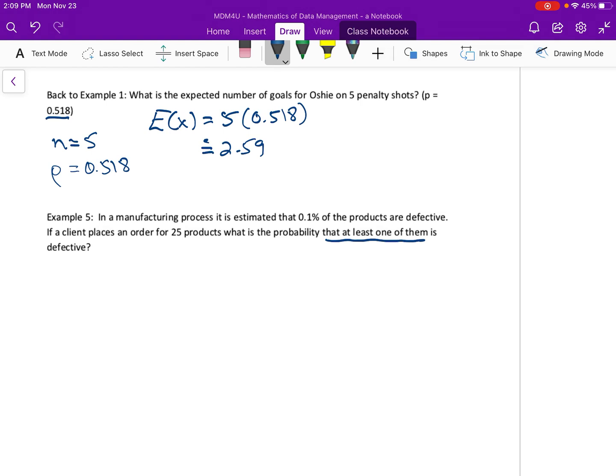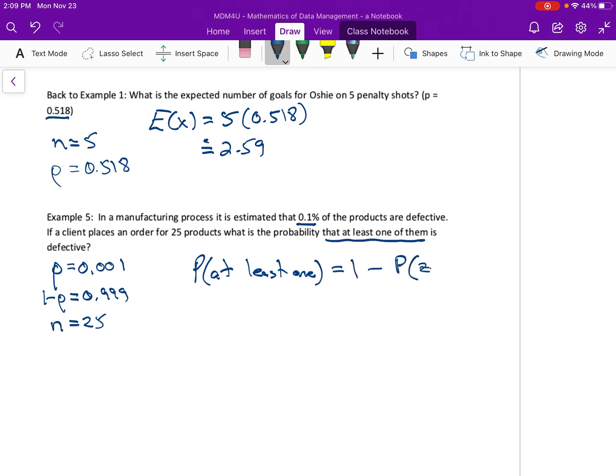So I'm going to write down a few things that we know. So my probability, if we want to think of success here as actually the opposite, being defective, is going to be 0.001, because that's 0.1%. So that's my probability of being defective. And then 1 minus p is going to be 0.999. And then I've got n, which is 25. I'm going to leave x out for a second. So if I want to think of the probability of at least 1, I can also think of the probability of at least 1 being 1 minus the probability of 0 defective. And so that's going to be much, much easier than if I tried to figure out, probability of 1, 2, 3, 4, all the way to 25 separately.